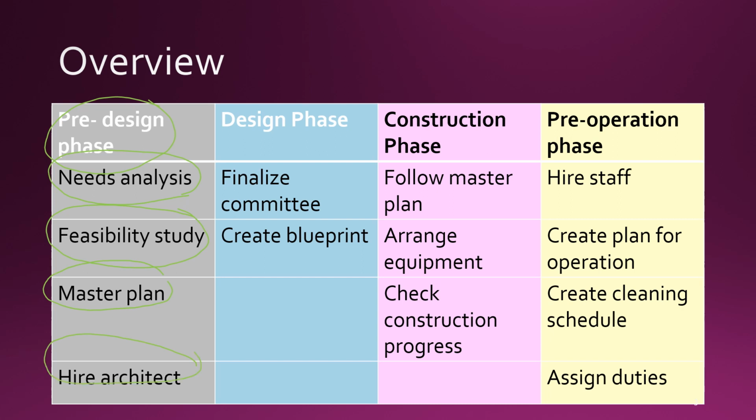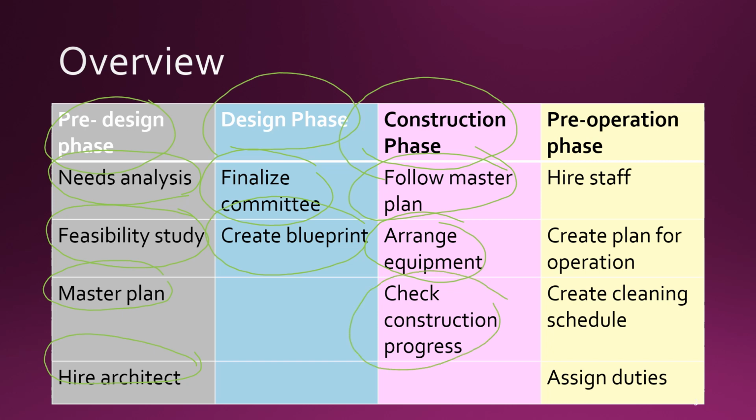The design phase involves finalizing a committee or a group of people that are going to help us work together to design the facility, and creating a blueprint of what we would like to be included in the design of the strength and conditioning facility, and how we're going to organize that based on the amount of space that you have. Next would be the construction phase, which will allow us to follow the master plan. Once that master plan has been set in stone, then we can arrange our equipment and check construction progress as we move through the construction phase.